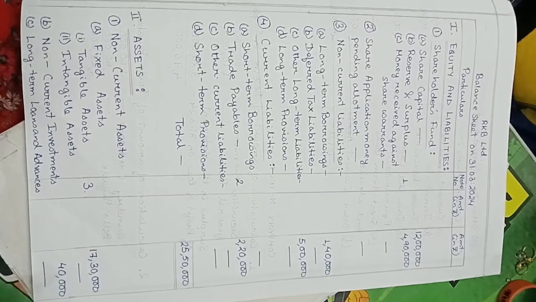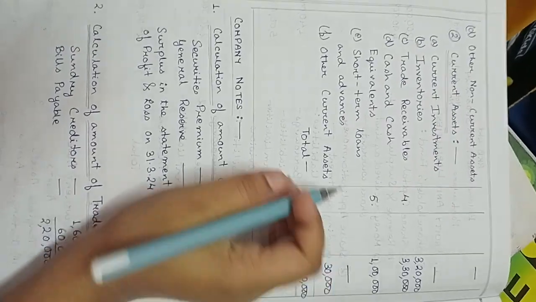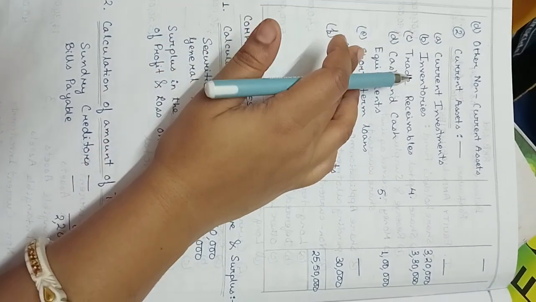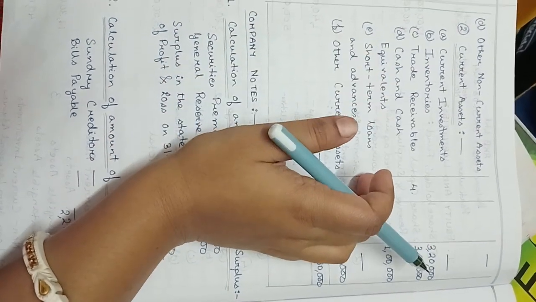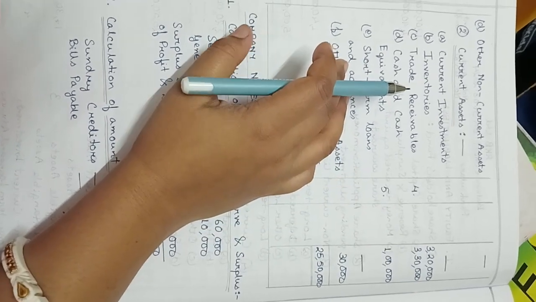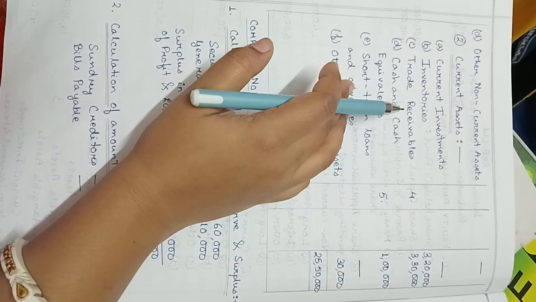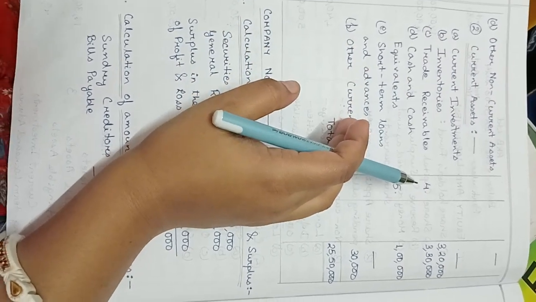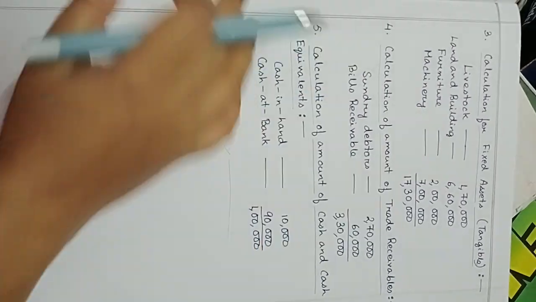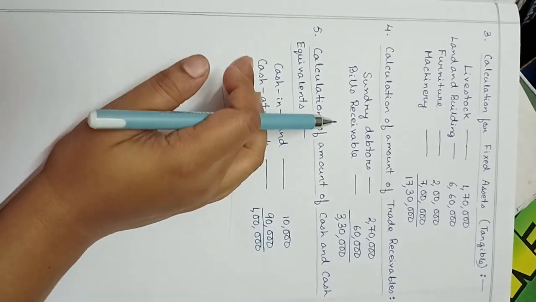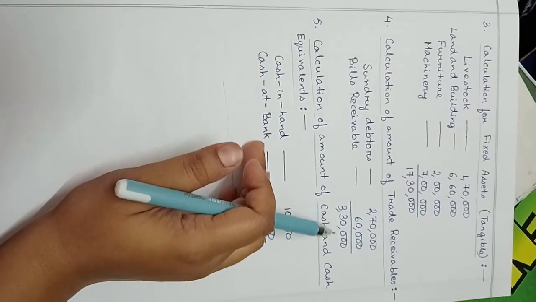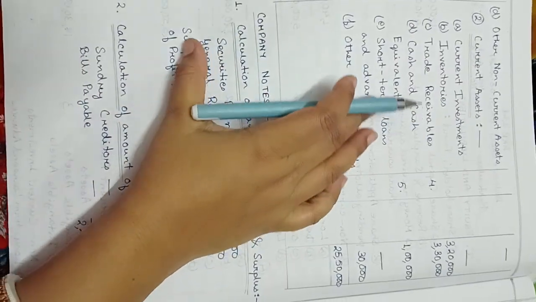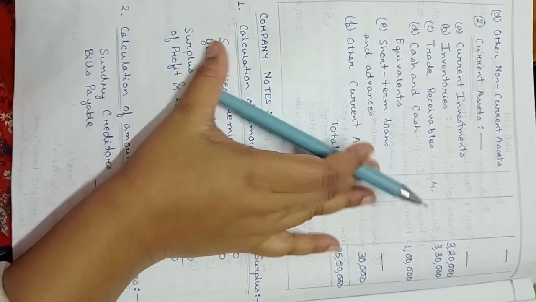You see the question. Now you see here there is inventories which is stock in trade of value 3,20,000. Then there is trade receivables which includes sundry debtors and bills receivable. So refer to company note number 4. See here sundry debtors and bills receivable, it is 3,30,000. So you have written trade receivables 3,30,000.